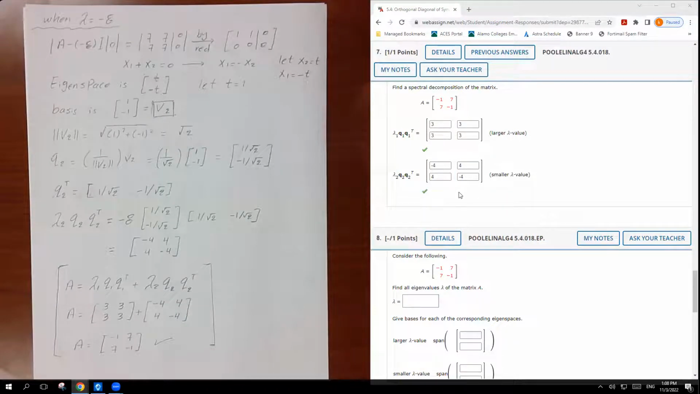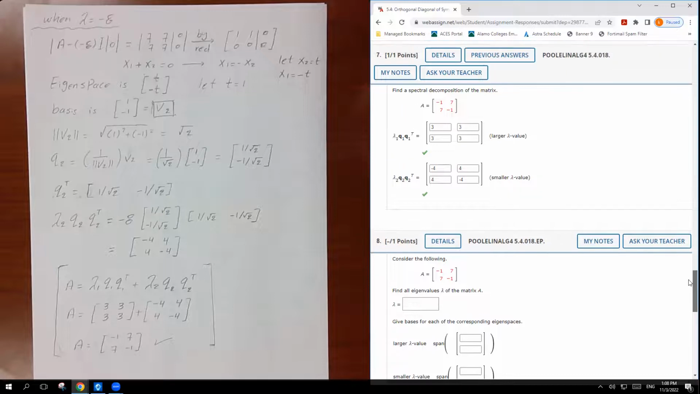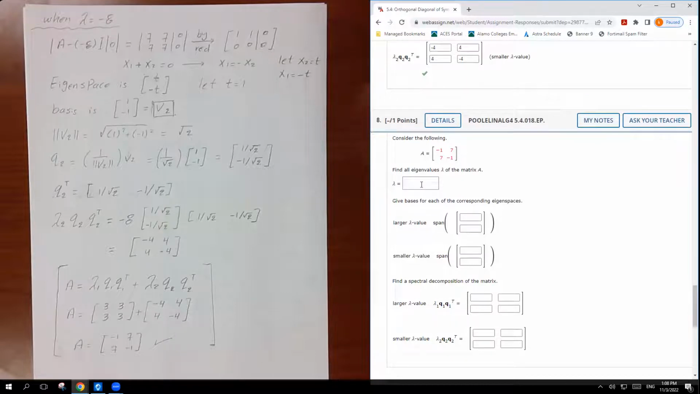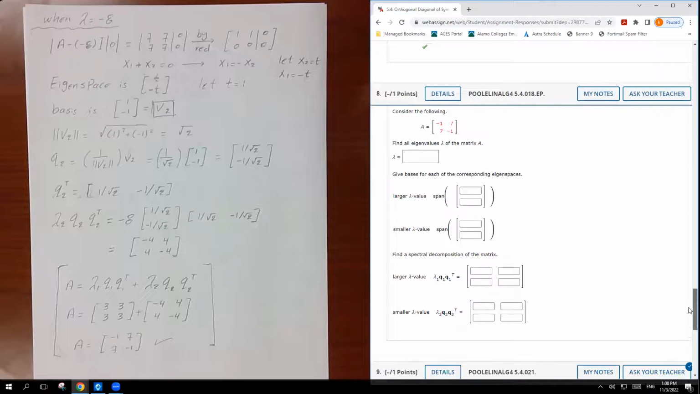So this is an important example. We are going to do the same thing. I think the next example is exactly the same numbers. So if you look at example 8, the same matrix, you just have to write down the eigenvalues here and the span, then the first decomposition, the second one, and that's it.